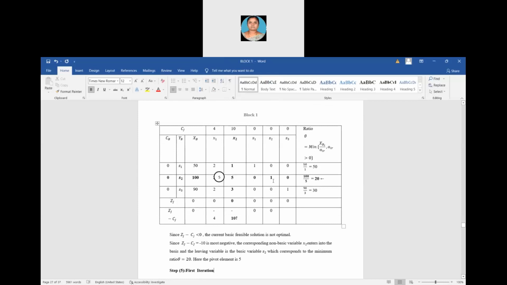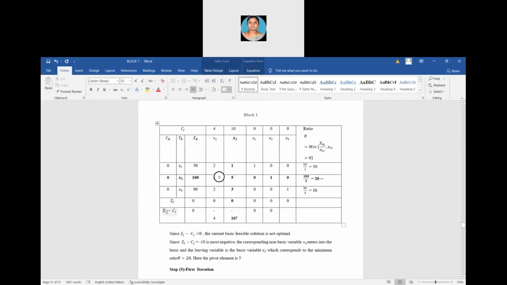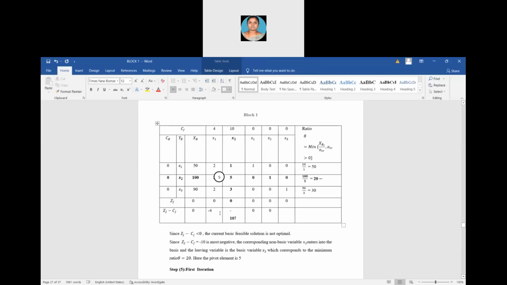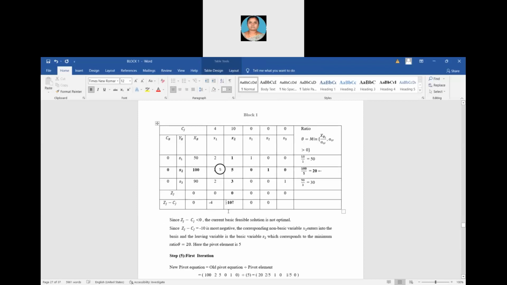And similarly for S3. Initially for Zj, how can we calculate it here? It means 0 into the corresponding column plus the next column: 0 into 50 plus 0 into 100 plus 0 into 90. What value will we get? 0. 0 into 2 plus 0 into 5 plus 0 into 2 is 0. So everything will be 0 here. And in this row we will have Zj minus Cj, so we subtract Cj from Zj.